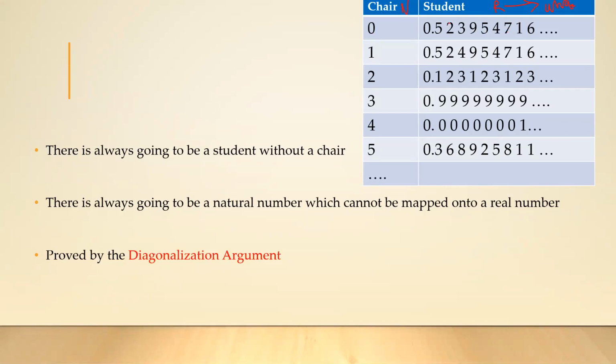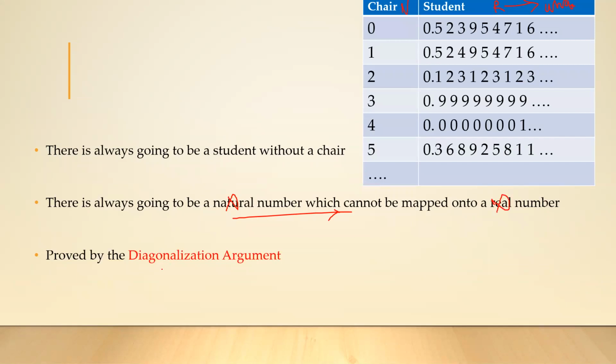as R is going to be a bigger infinity, there will be students who do not get chairs. There are infinity chairs, there are infinity students, but because R is a bigger infinity, there will be students who do not get chairs. Or in other words, there is always going to be a real number which cannot be mapped onto a natural number.